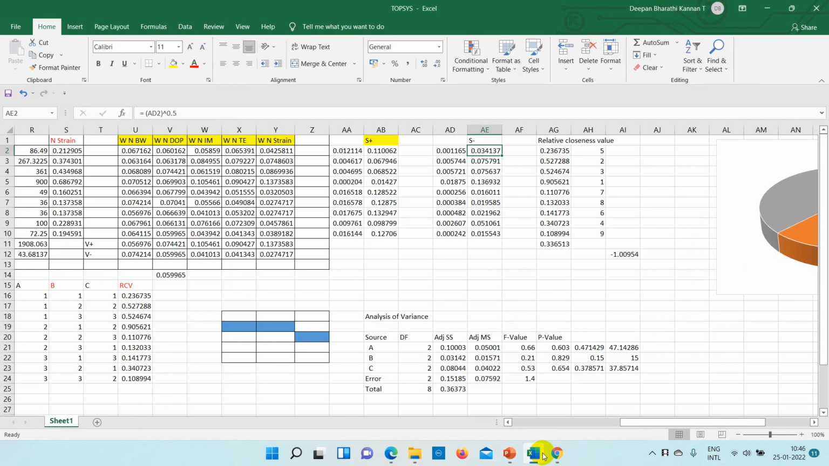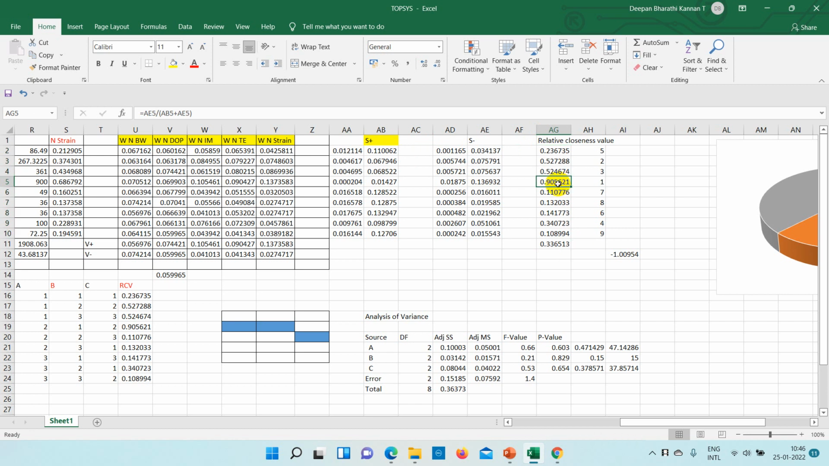Okay, you can see here, this one, AE2. AE2 is nothing but the S minus value divided by AB2 plus AE2, so the summation of S plus and S minus, that will give you the relative closeness value. So you can do the same procedure for all the 9 values. Okay, so that is how we have to find. Then from these 9 values, which one is having the highest value? That will be the best parameter combination.